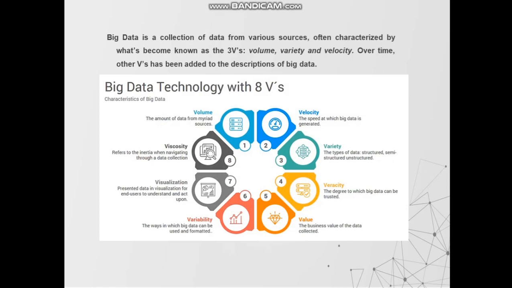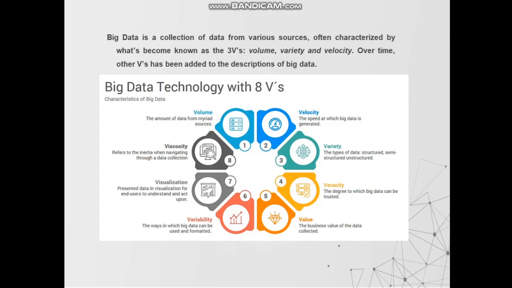First, we have the volume, the amount of data from myriad sources. Second, velocity, the speed at which big data is generated. And third, variety, the types of data: structured, semi-structured, and unstructured. Fourth, veracity, the degree to which big data can be trusted. Fifth, value, the business value of the data collected.